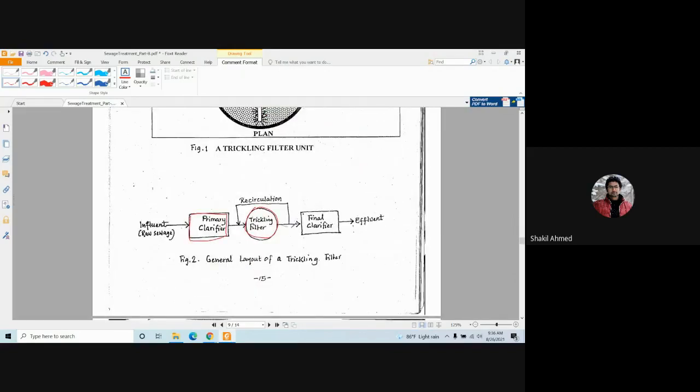And then we have a final clarifier where we further treat the sewage. So this is the influent for this whole system, and this is the effluent. Sometimes we recirculate some portion of the flow from here to there.